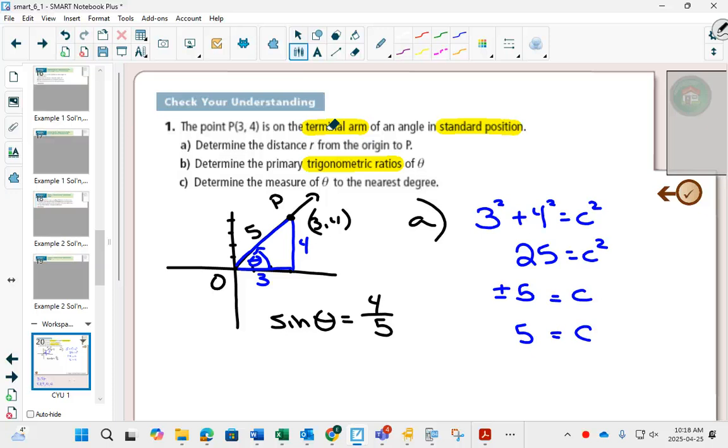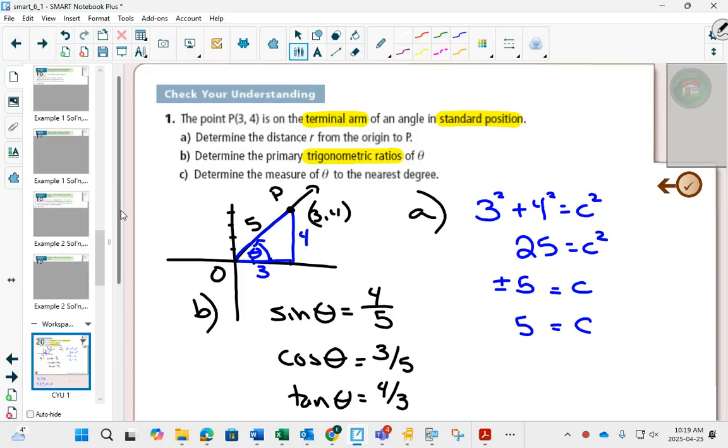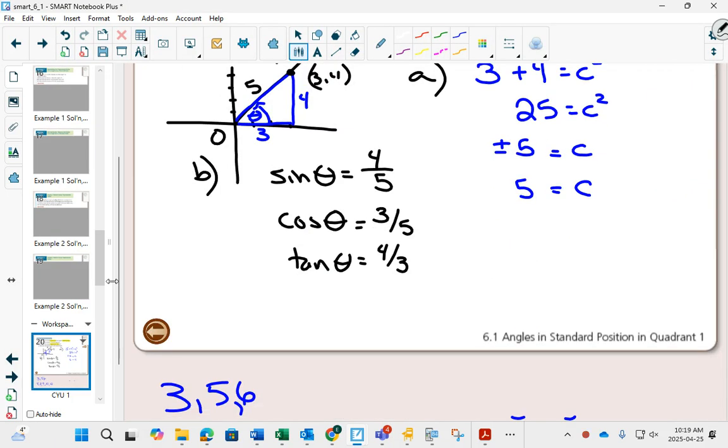How are you going to remember that for a quiz or a test? That this is all that's asked for sine. All that's asked for cos is adjacent over hypotenuse. And all that's asked for the ratio of tan is opposite over adjacent. So that's part B. And then part C says actually find theta.